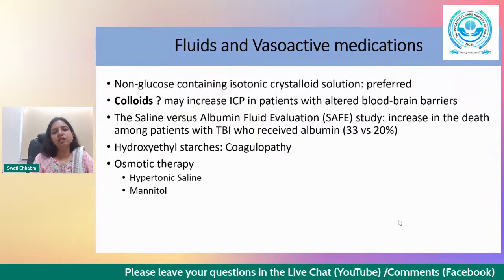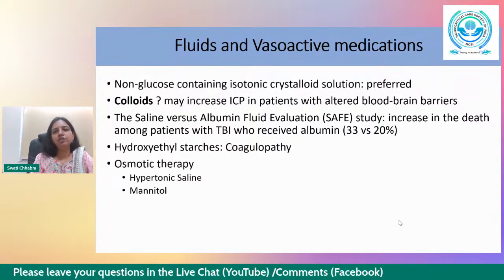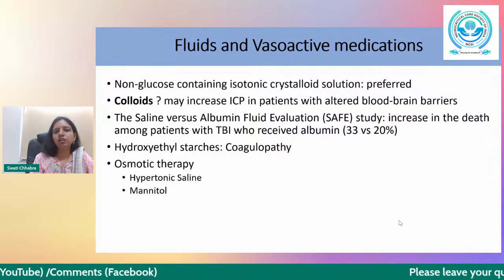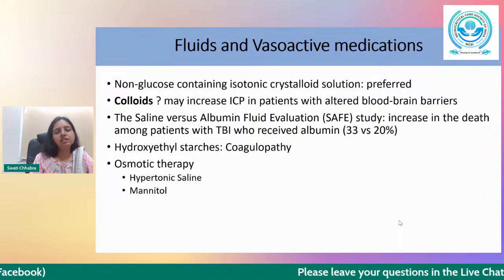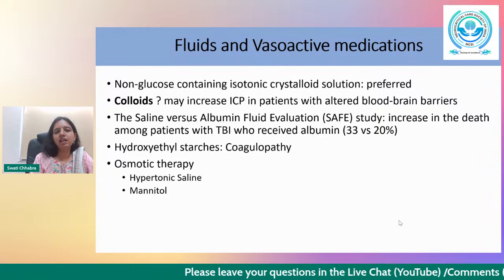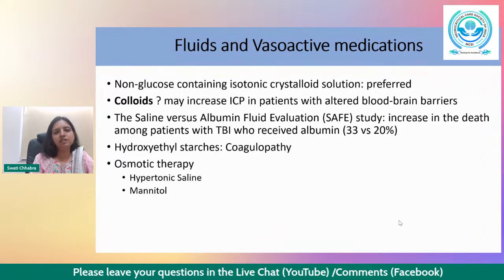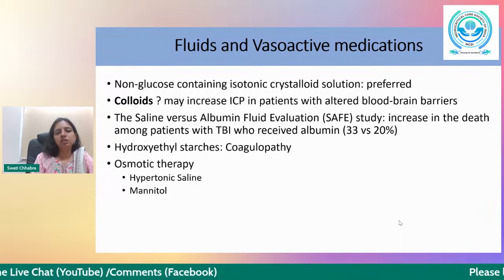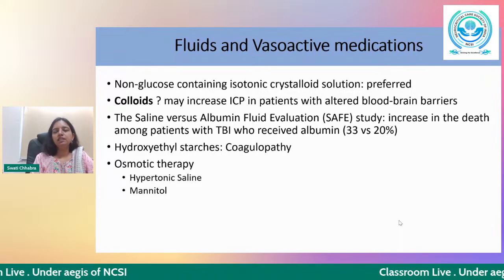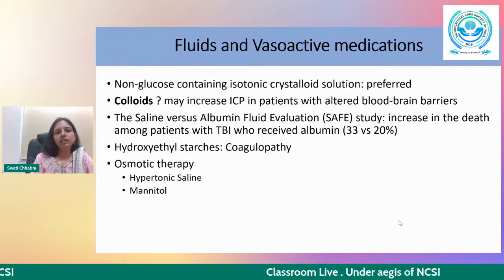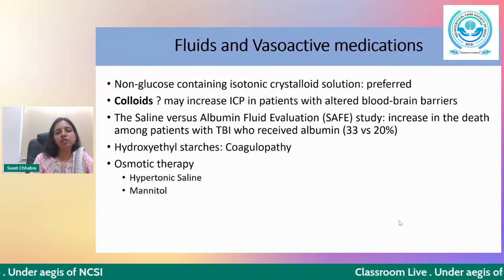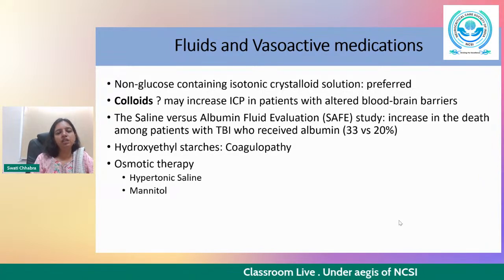So the hemodynamic goals can be achieved with fluids and administration of vasoactive medications. The preferred fluids are non-glucose containing isotonic crystalloid solutions. Colloids are not generally preferred because they may increase ICP in patients with altered blood-brain barriers, as in patients with TBI. In the SAFE study, where saline was compared to albumin, it was found that there was an increase in death among patients with TBI who received albumin. In addition, hydroxyethyl starches can also precipitate or aggravate coagulopathy.